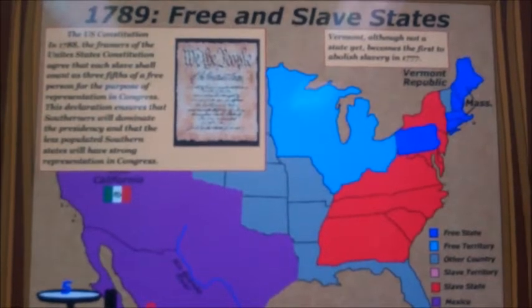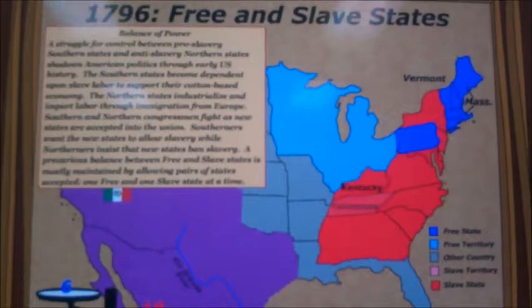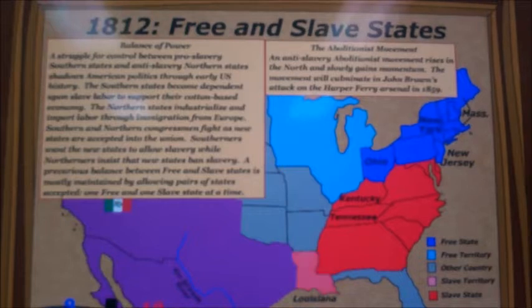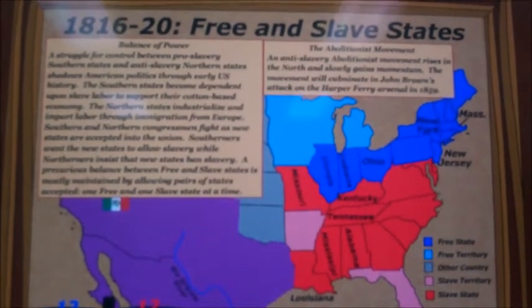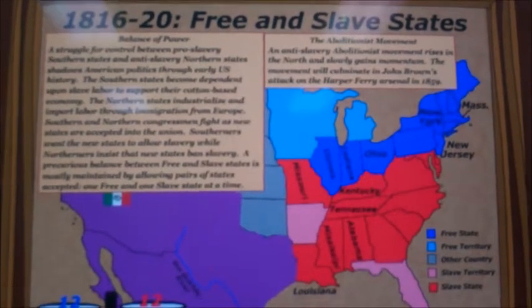The pro-slavery states and anti-slavery states keep a fight up about who gets more control. The South is relying on slave labor to support their economy while the North states industrialize. South wants new states to allow slaves while North wants them to ban slavery, so they accept each state one free and one slave at a time.